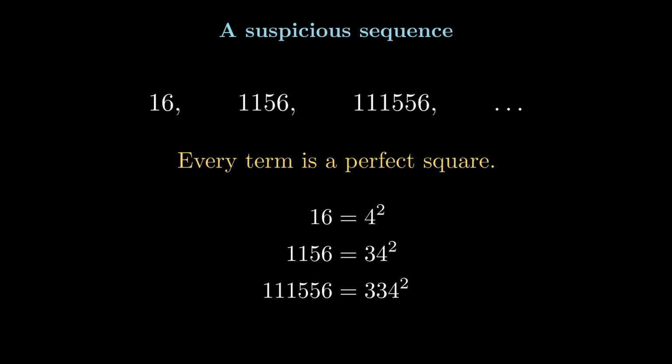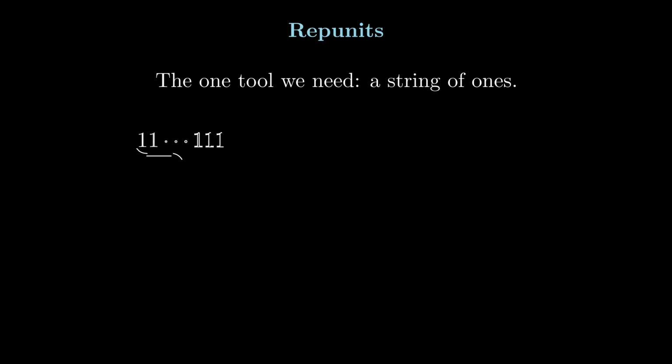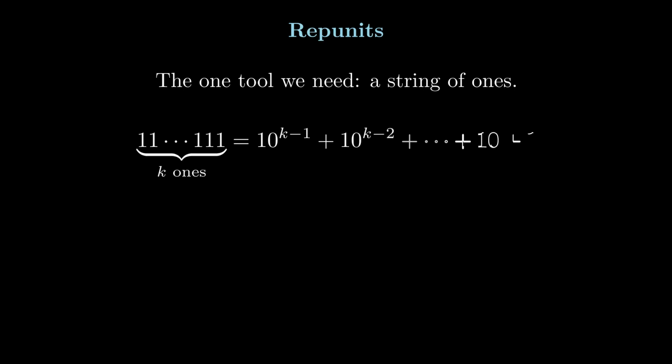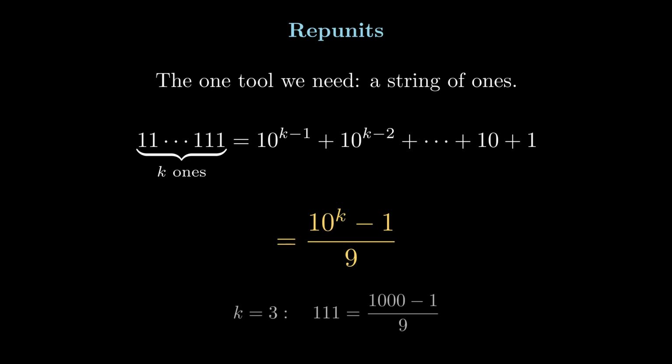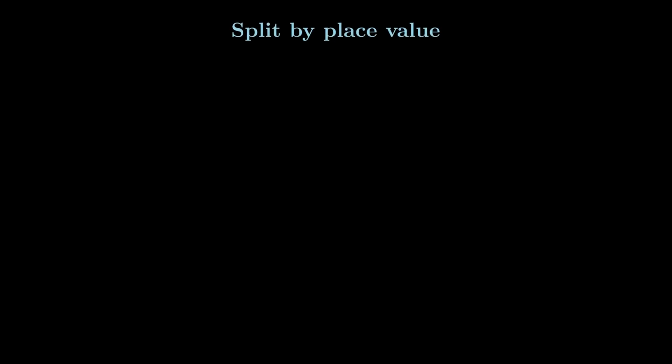Let's prove it in general. Here's the key observation. A block of k 1s is just a sum of powers of 10, 1 for each digit. That's a geometric series, and it sums to 10 to the power of k minus 1, all divided by 9. As a quick sanity check, 1000 minus 1 divided by 9 is 111. Take 1156. The 1s take up the first half of the number, the 5 is in the middle, and a 6 sits in the units place.